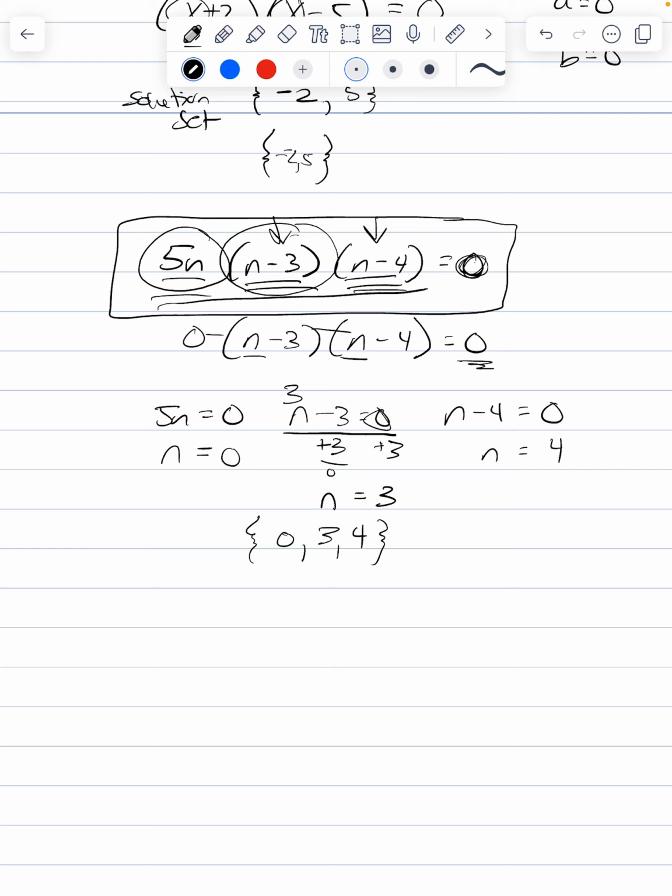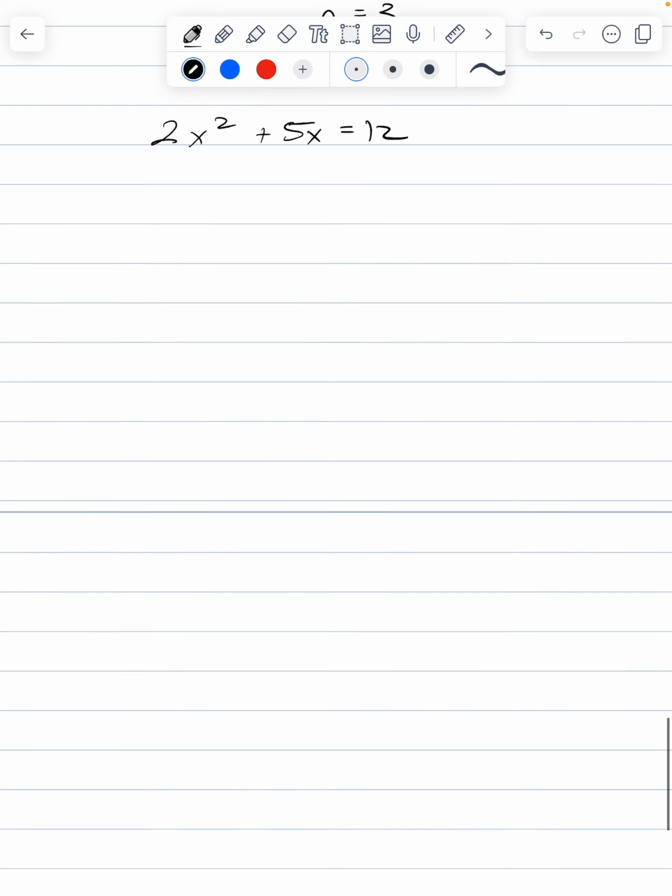Okay, now once in a while, we have something called a polynomial equation, where both sides of the equation are polynomials. When you're dealing with polynomials, sometimes you'll spot them, but they won't be in standard form. So here's the next example. 2x squared plus 5x equals 12. Now remember, you want to get this whole thing equal to 0.